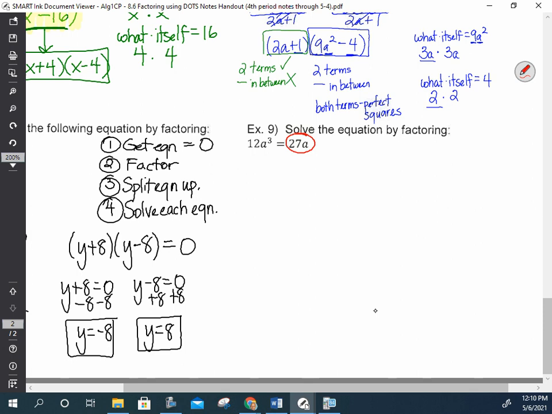That's a positive 27a. What's the opposite of positive 27a? Negative. Yeah, Morgan, that means speak up. What's the opposite of 27a? Negative 27a. You know this. Speak up.